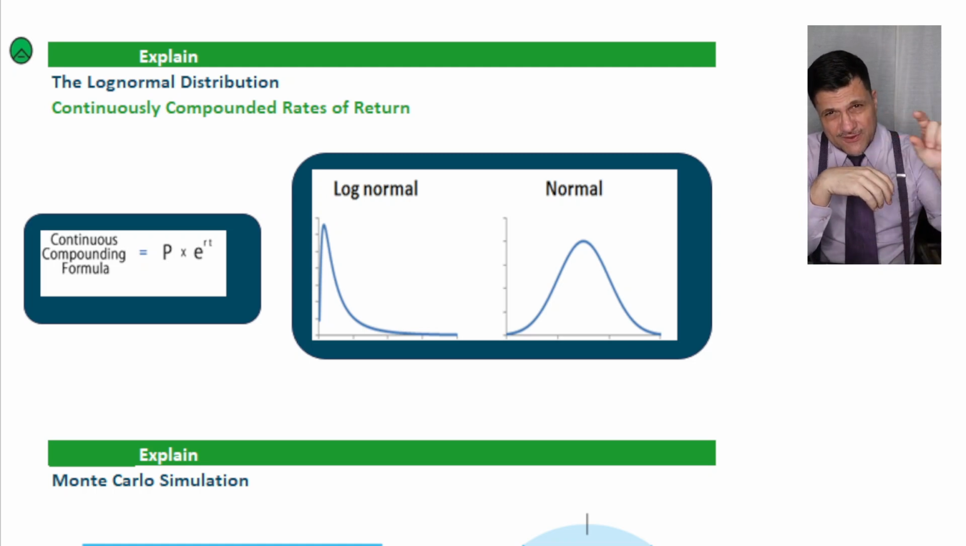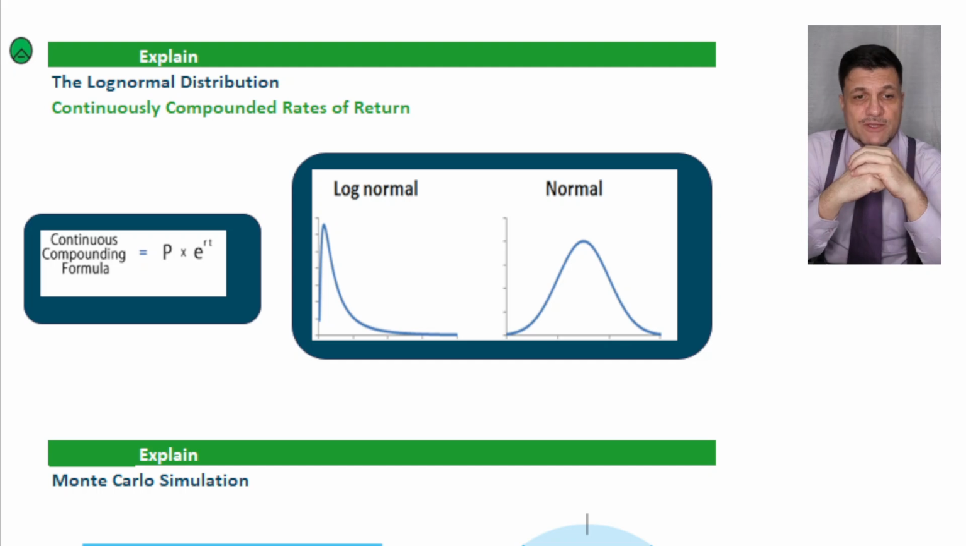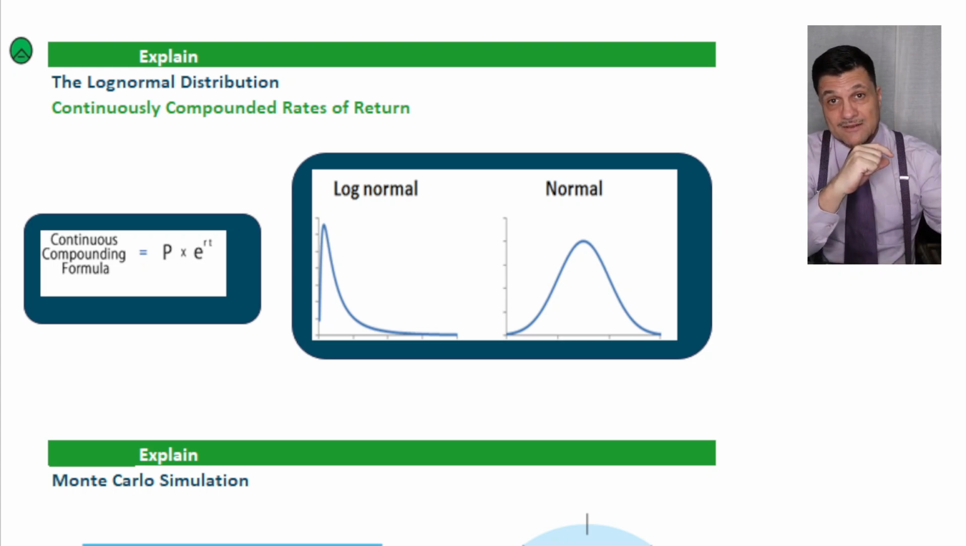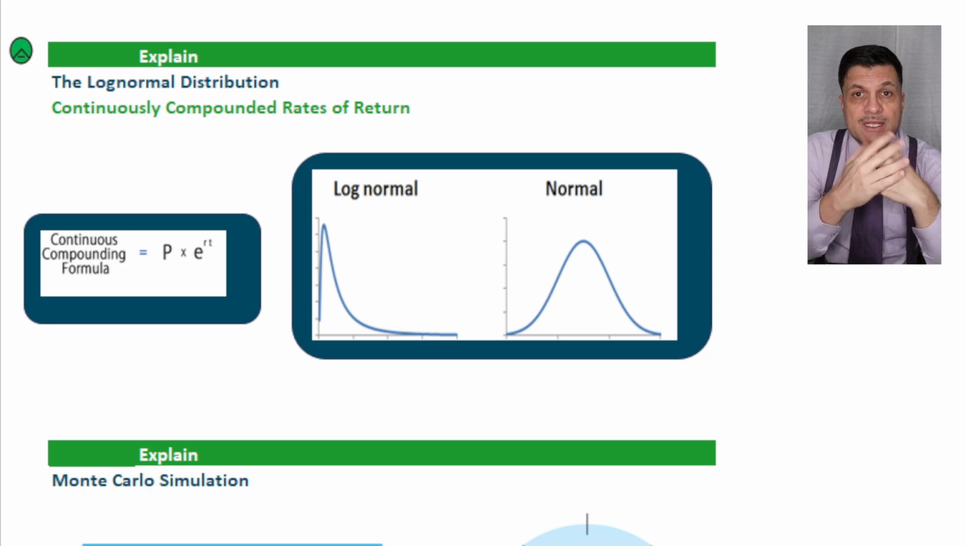Like one little line in the official material saying that if the returns are normally distributed, consequently the price of the asset is going to be log normally distributed. That's one line in the official material that could be used to become a question on your exam.